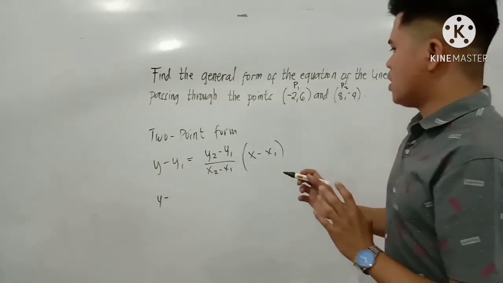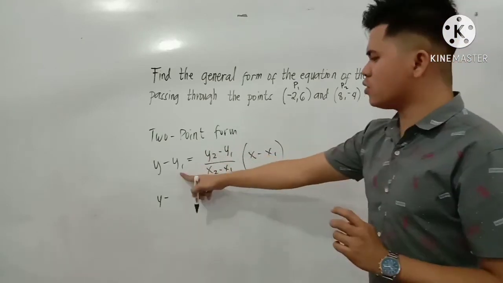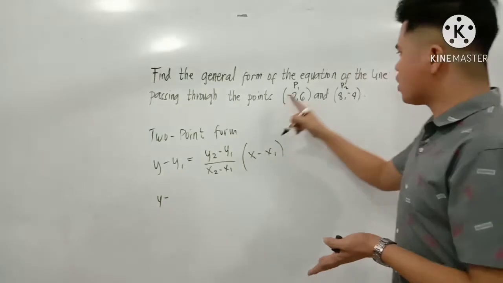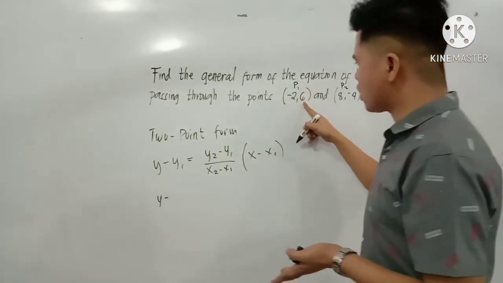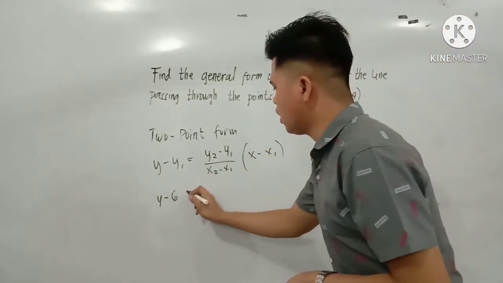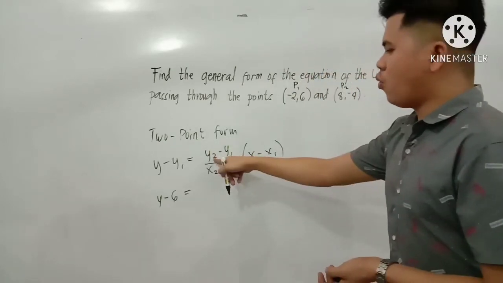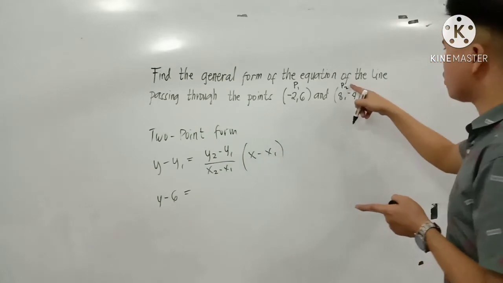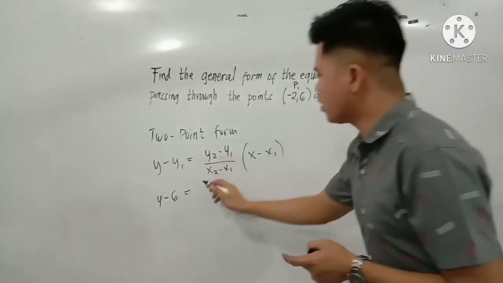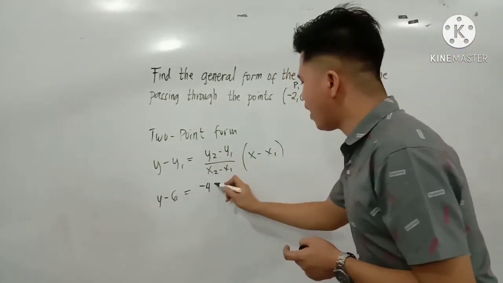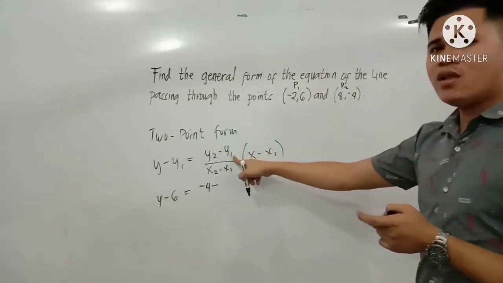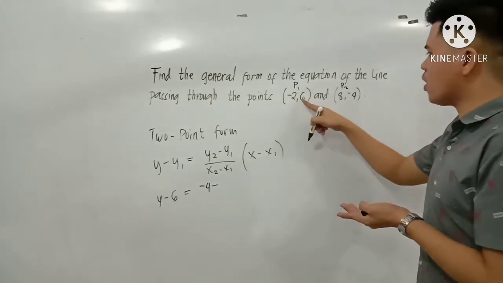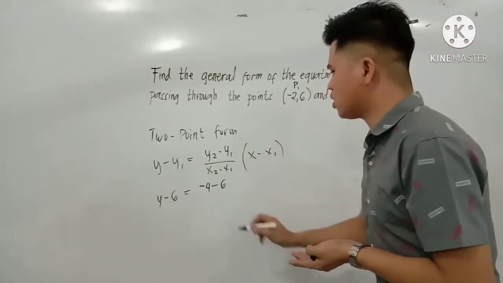Okay, so now our y sub 1 is referring to the first point's y coordinate. So this is our first point, the y coordinate is positive 6. So here, 6 equals. Then y sub 2 is referring to the point 2 y coordinate. So this is our point 2, the y coordinate is negative 4. So here, negative 4. Then minus y sub 1, referring to the point 1 y coordinate. So this is our point 1, the y coordinate is simply positive 6.